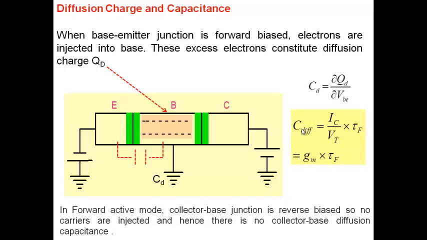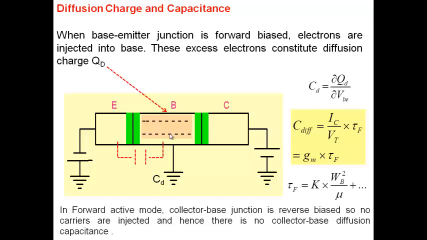Diffusion charge depends on, I'm only stating it, I'm not deriving this for you, can be written as IC by VT, where IC is the DC collector current, VT is the thermal voltage, multiplied by tau F. Tau F is another parameter called the transit time, the transit time across the base here. And IC by VT we've already seen is GM. So diffusion capacitance then becomes GM times tau F. We've already seen how to calculate GM. So if we give you the parameter tau F, then all you have to do is multiply them together and you'll get this additional capacitance which is there between the emitter and the base.